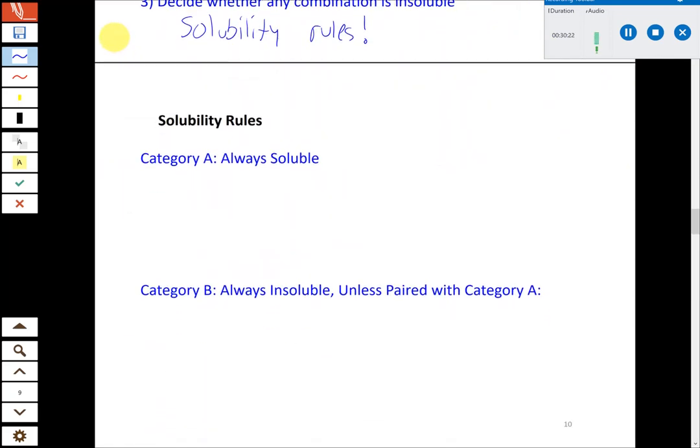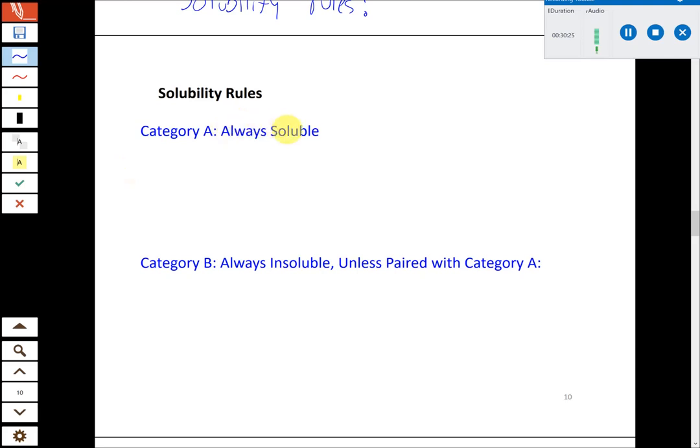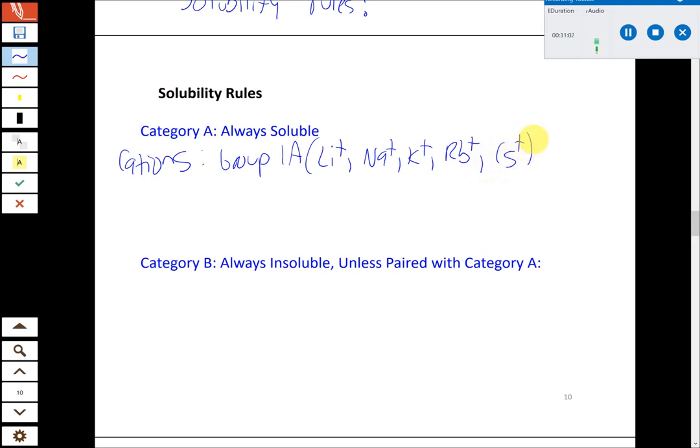So the first thing you want to look for are the ions that are always soluble, because in this category, if the ionic compound has one or both of those ions, even just one of them, it will be soluble, okay? So there's going to be a set of cations and a set of anions that fall into this category. If an ionic compound has one of these cations, it will be soluble no matter what the anion is. The cations are principally the group 1A cations, the alkali metals: lithium, sodium, potassium, rubidium, and cesium. If that's the cation in your ionic compound, then you can assume that it will be soluble.